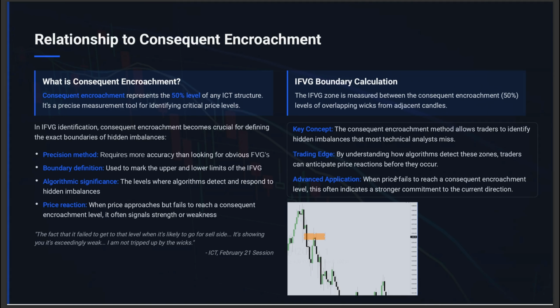Advanced application. When price fails to reach a consequent encroachment level, this often indicates a stronger commitment to the current direction. Meaning if the trend is bearish, it's definitely going to be bearish with even more accuracy, because it failed to pass completely through the consequent encroachment level.